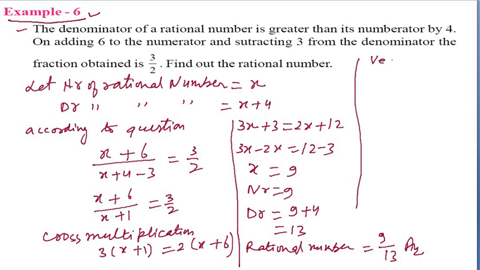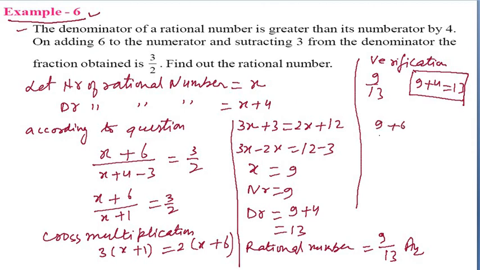How can we verify? Verification. So you can see the fraction is 9 upon 13. That means 9 plus 4 is equal to 13. That means it is correct because the denominator exceeds the numerator by 4. And now for the ratio, after adding 6 to 9 and subtracting 3 from 13, it becomes 9 plus 6, that is 15, and here 10. So 5 twos are 10 and 5 threes are 15. So it becomes 3 by 2. So our answer is correct because it is given as 3 by 2. Hence verified.